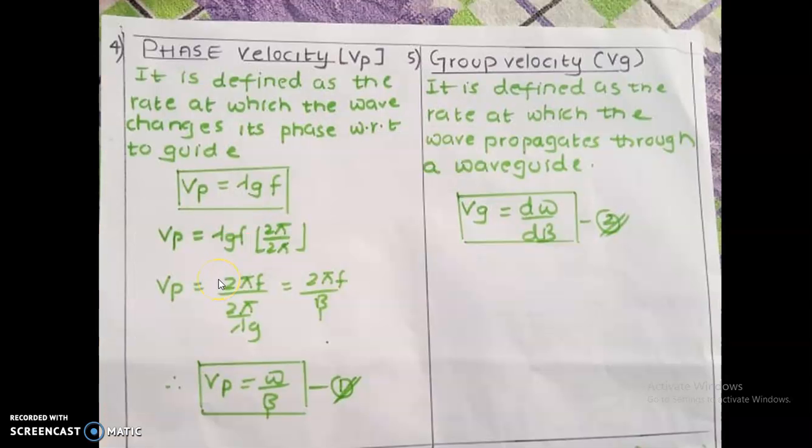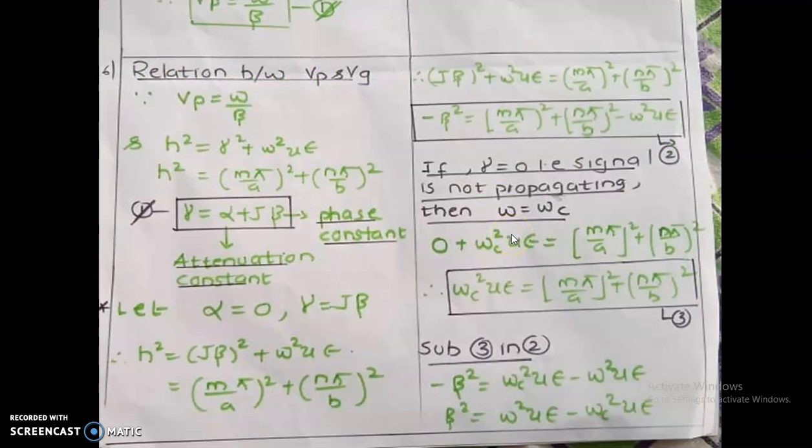So let us start. As we discussed in the previous video, phase velocity is defined as the ratio of omega by beta, and group velocity is defined as d omega by d beta. So what we are going to do in this video is find the relation between Vp and Vg.